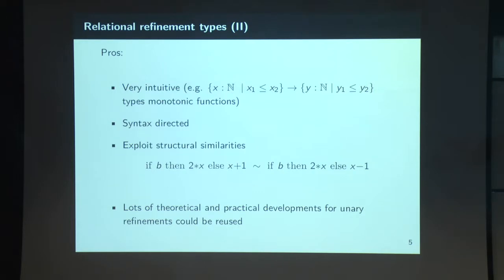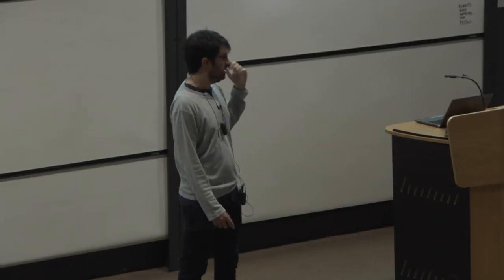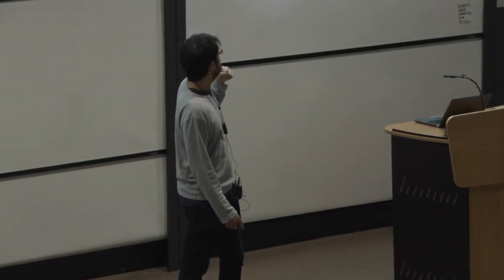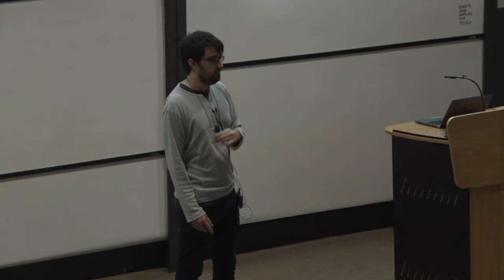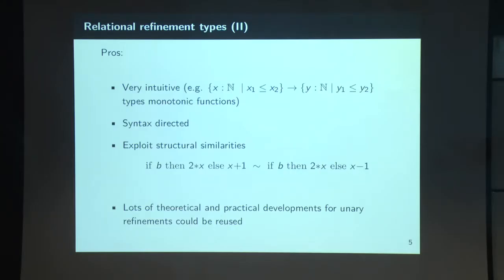has very good properties. The first of all is that it's very intuitive. You can, for instance, type monotonic functions, saying that it's the type that goes from the less than relation to the less than relation. They are syntax directed, meaning that you know which rule to apply just by looking at the top connective of the terms you are relating.